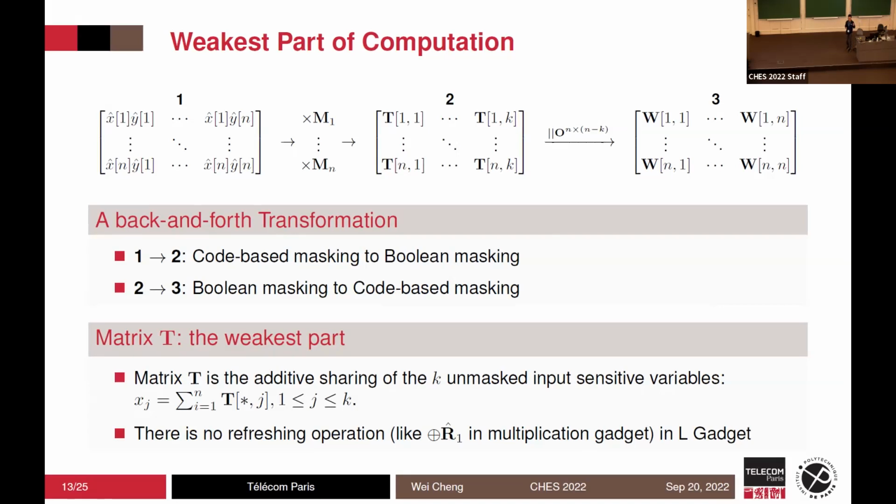Before we go to the experimental results, we identify the security bottleneck. We don't say it's a flaw, because it's not a flaw. It's still SNI, still secure in the probing model. But because we first go from code-based masking to Boolean masking, then re-encode back to code-based masking, there is a transformation back and forth. We call this a security bottleneck. We will show the results afterwards.